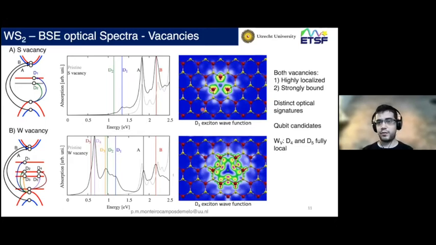And when we look at the wave functions of the excitons, so we localize the hole near the defect site, we can see that yes, these are extremely confined states. So especially in the case of the D4 and D5, since the hole will also be confined to this region, they are creating quantum dots and they are strongly bound. So we identify them as potential candidates for qubits.